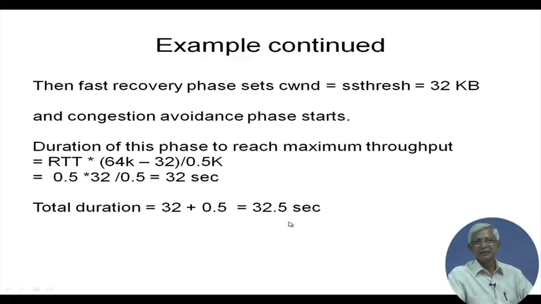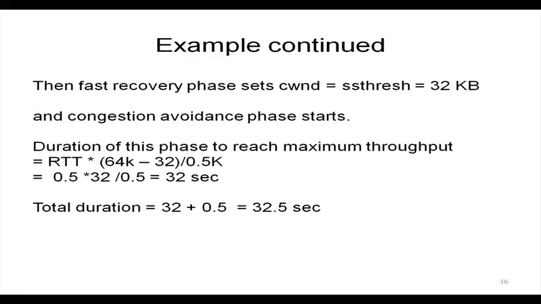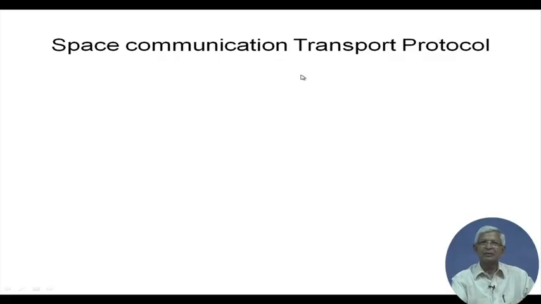So, this is one of the major issues that people have faced in this long delay fat network, where the packet drop may not be due to congestion, that is very important. In the normal TCP protocol, it is assumed that any packet drop is due to congestion, not because of error. Therefore, a space communication transport protocol, a slight modification of the standard TCP for space-related use, has been proposed.